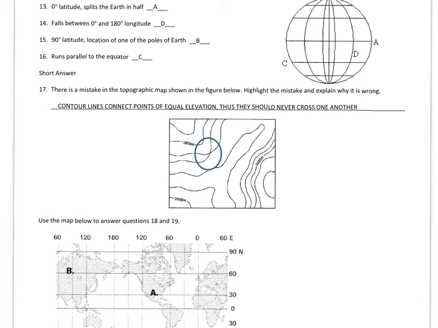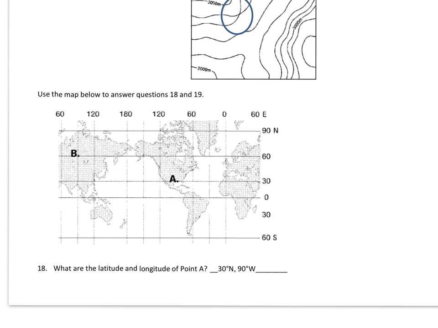Now, some of you might be saying, well, what if there's like a cliff with like an overhang? There's actually a hatched symbol that you would actually need to use there, but that's way beyond this course. And more importantly, not covered on the comp. Let's move on. Alright, a little more practice doing latitude and longitude.